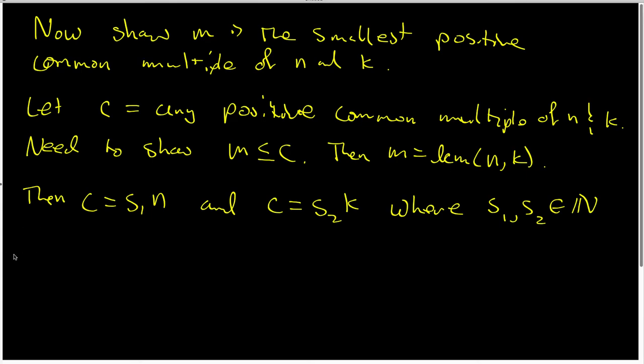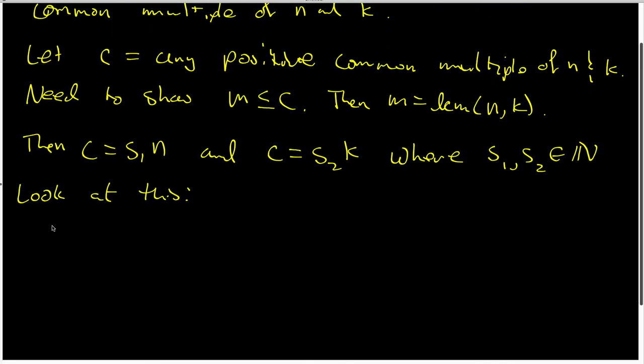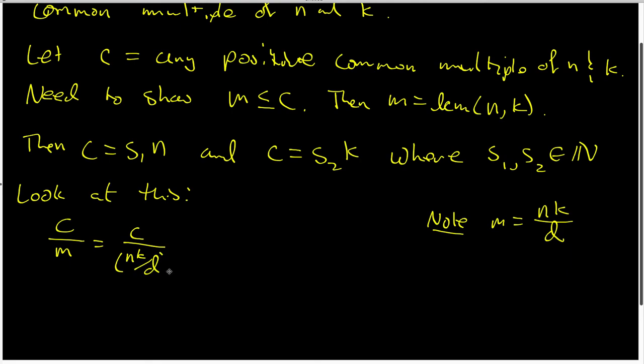Now, what else do I know? Well, let's look at this. I'm simply going to say, well, what happens if I divide c by m? Now, what I want to remember is m was defined to be n times k over d. So this fraction, c divided by m, is c divided by the fraction nk divided by d. So we invert and multiply. We have c times d over nk.